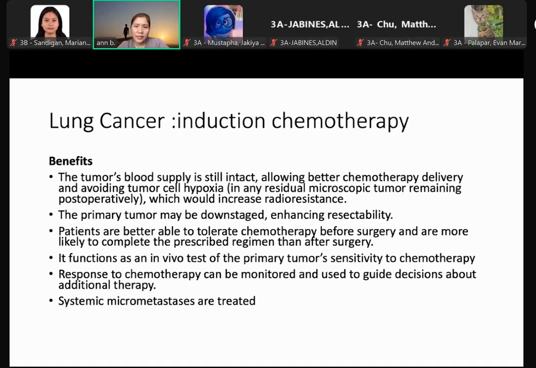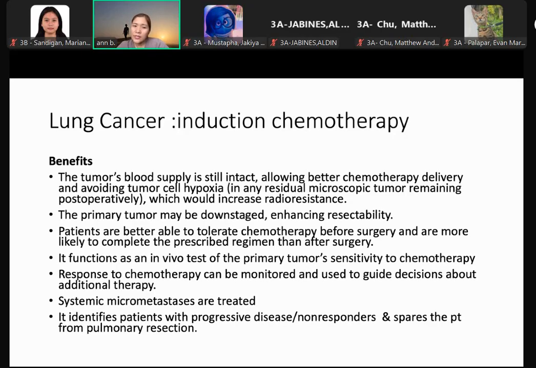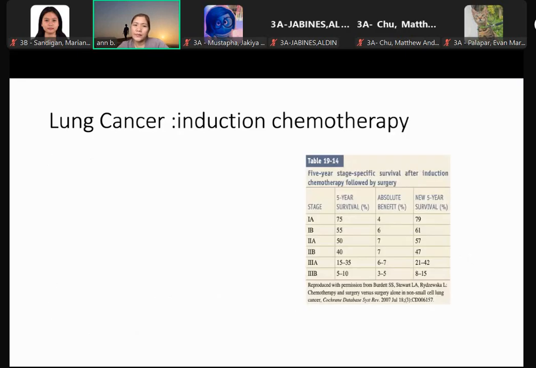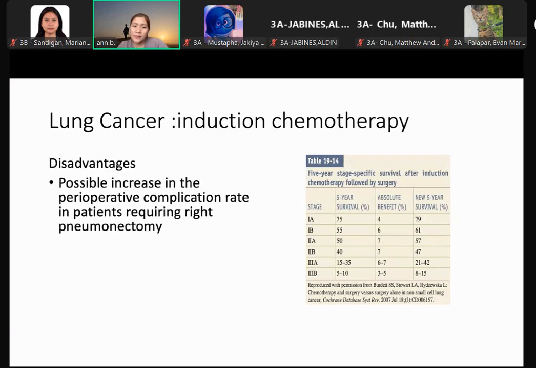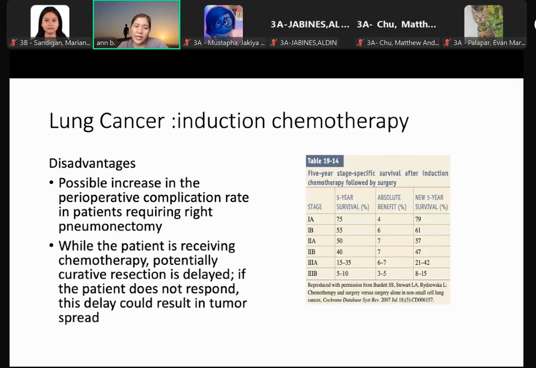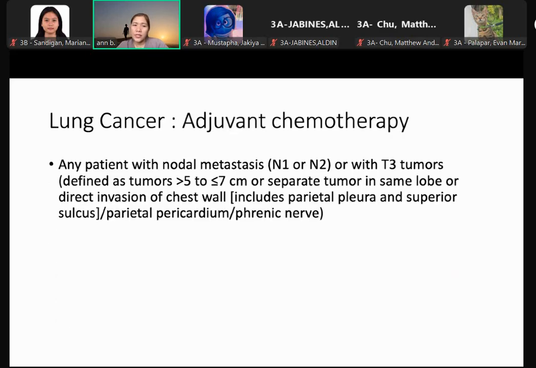Again, the important point here is that systemic micrometastases are treated with induction chemotherapy, and disease-free survival is also important. Disadvantages of induction chemotherapy include a possible increase in the perioperative complication rate in patients requiring right pneumonectomy. As I say, these patients, if they come back, are not surgical candidates already because of the effects of the chemotherapy after the induction, or the neoadjuvant.